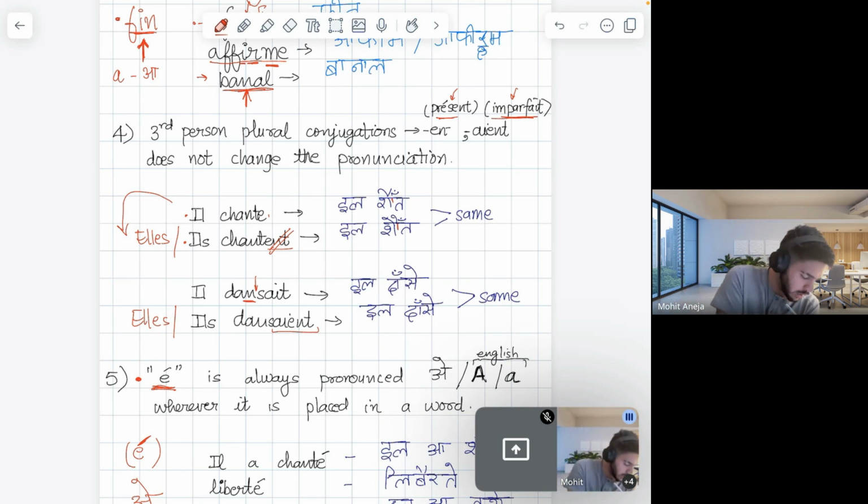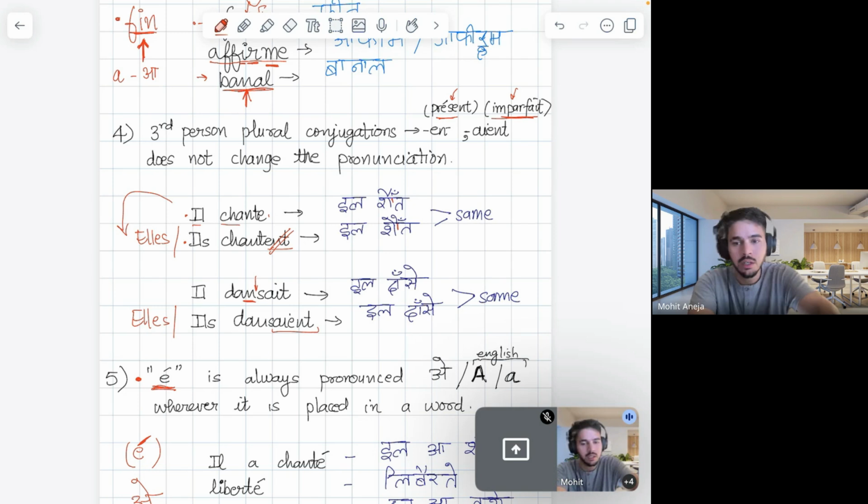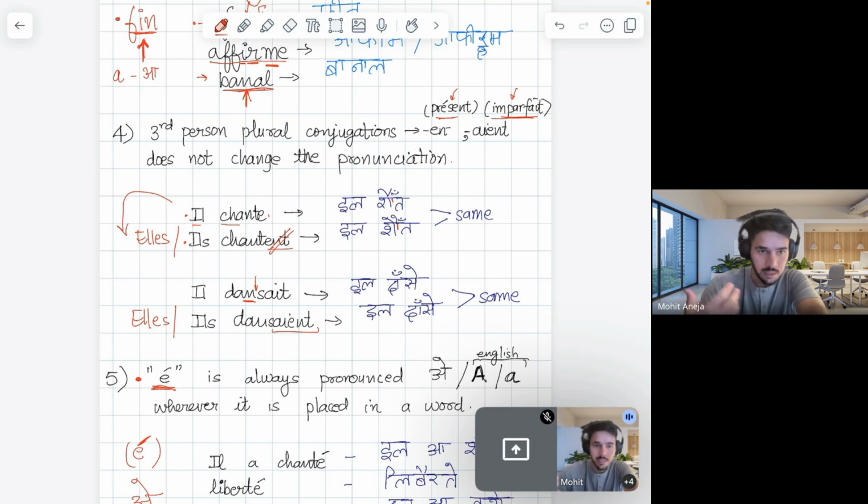You see, for the verb chanter, I write il chante as the conjugation, but when I change it to plural, I write ils chantent with the ent. The rule I'm discussing here is the pronunciation. It actually remains exactly the same. It does not change.